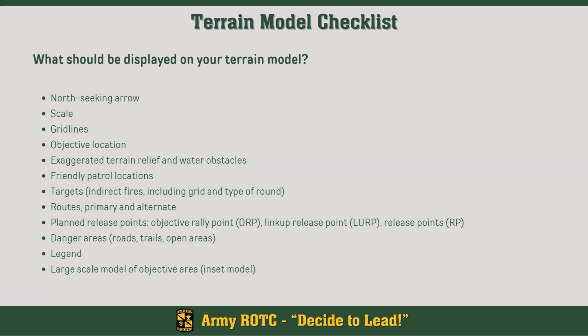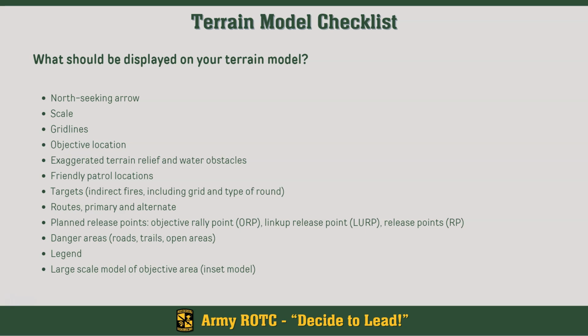You should have pieces that show where your friendly patrol locations are going to be. If you have targets, like your target reference points for indirect fires, you need to put those on there as well, including the grid point, their label, and the type of round. You want to indicate your routes, both primary and alternate, because your primary may get compromised and you would have to utilize the alternate location or the alternate route.